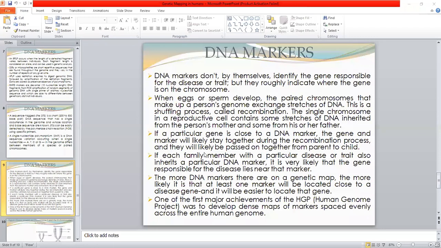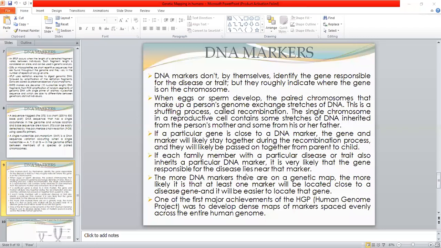If a particular gene is close to a DNA marker, the gene and marker will likely stay together during the recombination process, and they will likely be passed on together from parent to child. If the DNA marker and the gene associated with a certain disease or trait of interest are very close to each other, it is most likely they will be transmitted to the gametes together. If each family member with a particular disease or trait also inherits a particular DNA marker, it is very likely that the gene responsible for the disease lies near that marker.